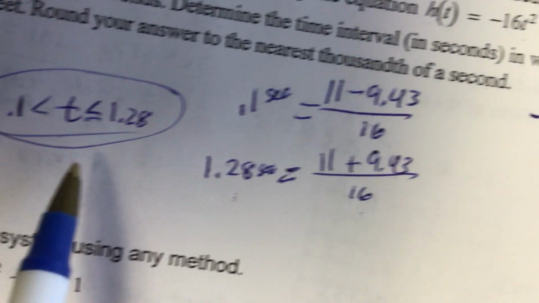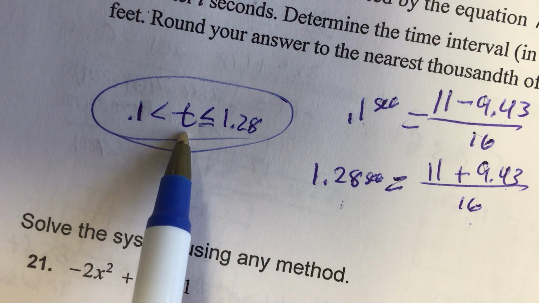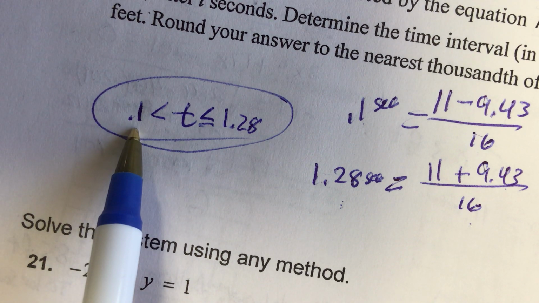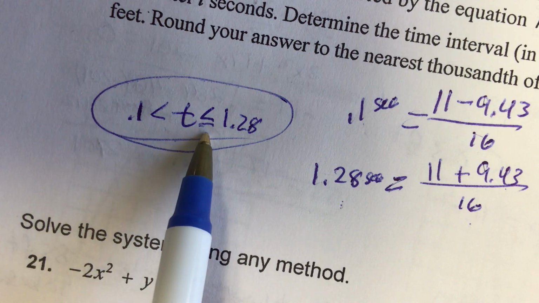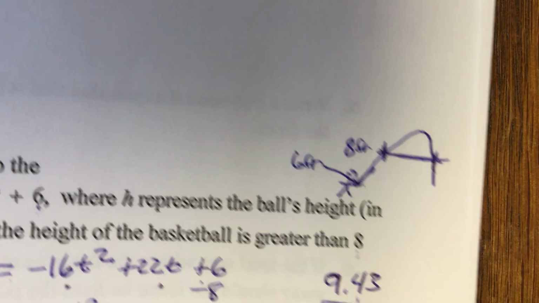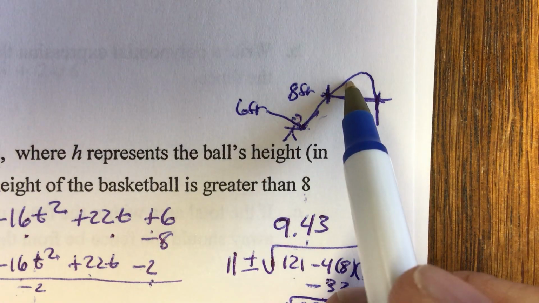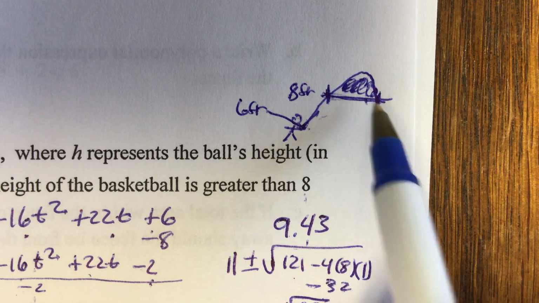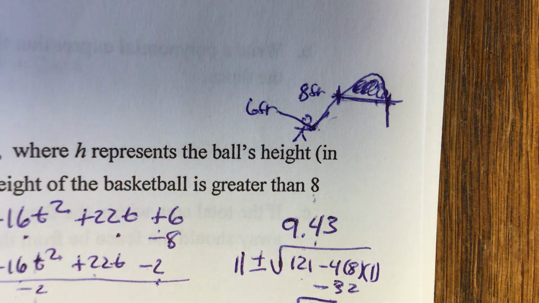So my answer can be written this way. T has to be greater than 0.1 and less than 1.28 for the ball to be traveling in that interval above the line 8. In other words, you're really shading this area. So it's between those two values where it will be above the 8-foot line.